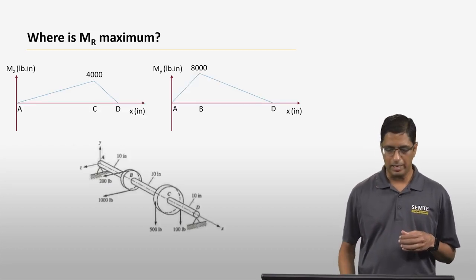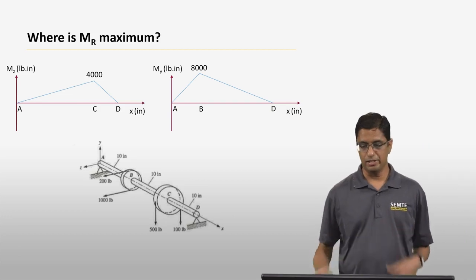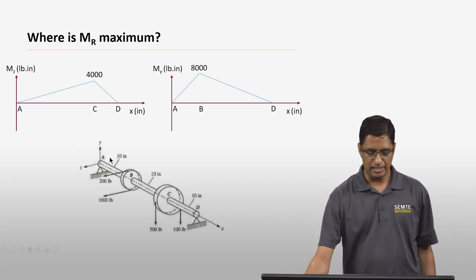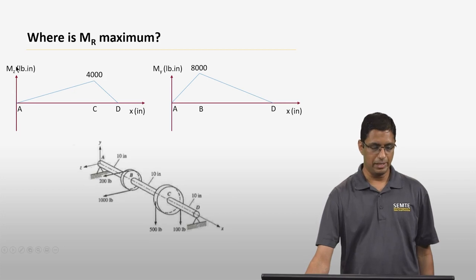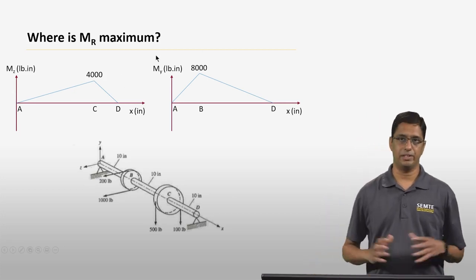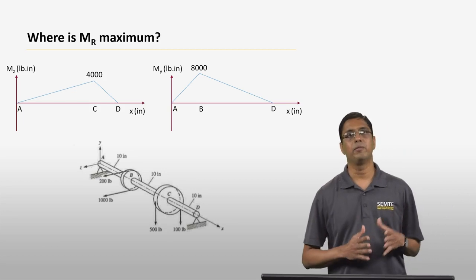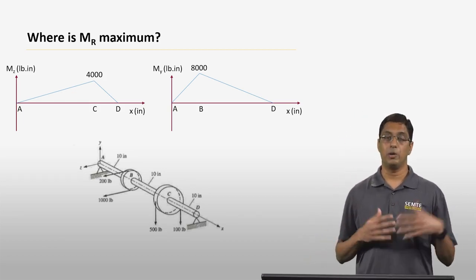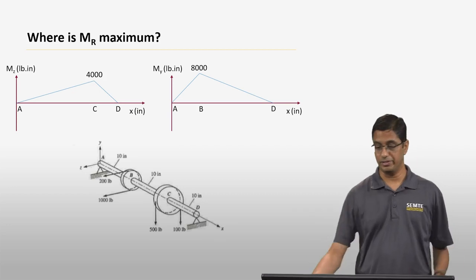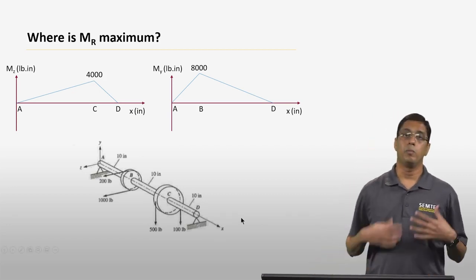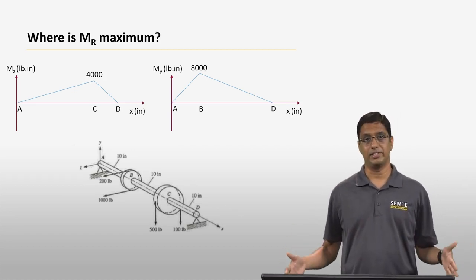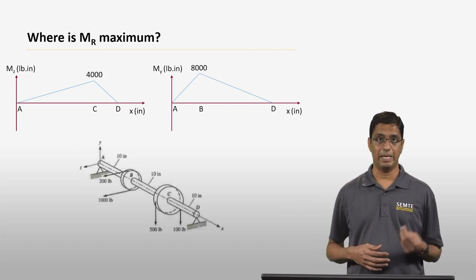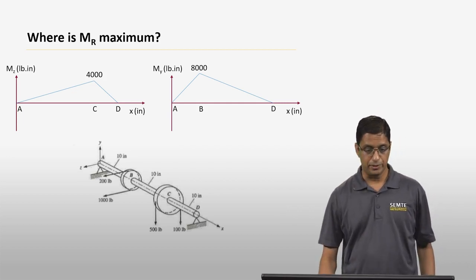Just to go back to the last lecture, we had this problem where we had a shaft that was loaded by two pulleys, and we found out the bending moments Mz and My as a function of x. We found out individually how the Mz and My change as a function of x, which is the axis of the shaft here. What we are going to do in this lecture is to figure out where along the axis of the shaft we have the maximum resulting bending moment. That is what we are going to do in this class.